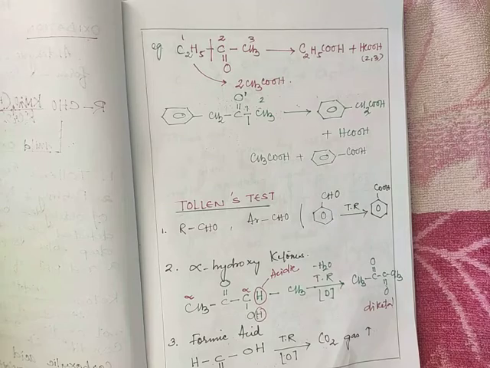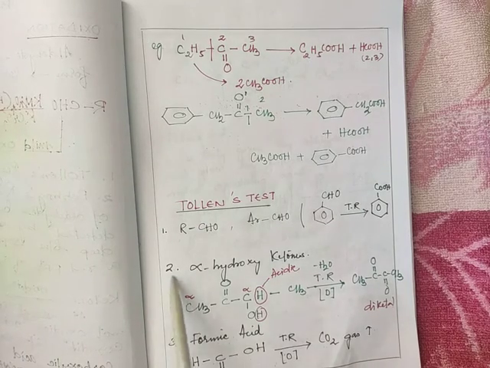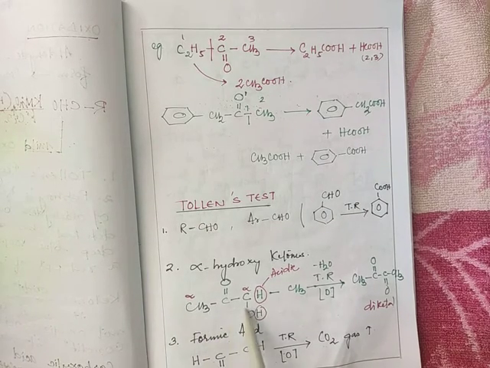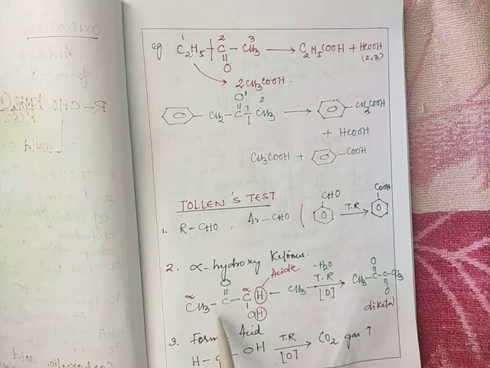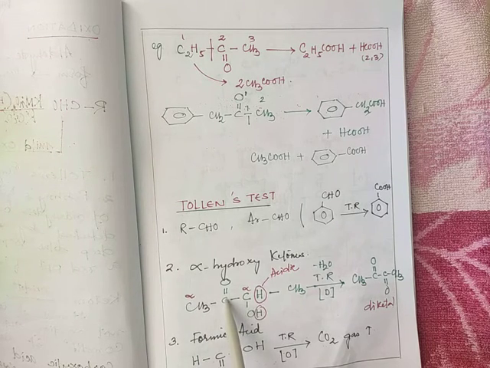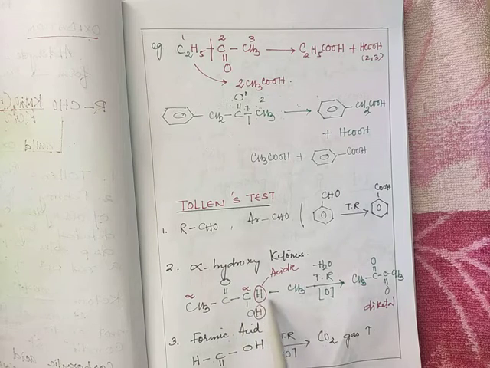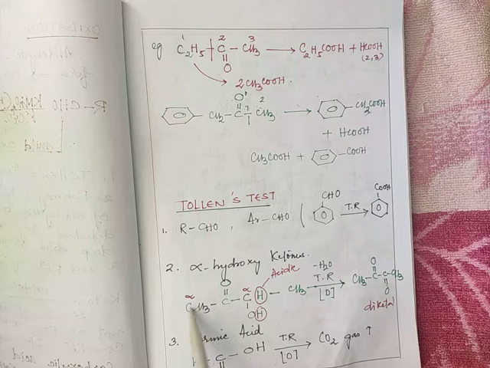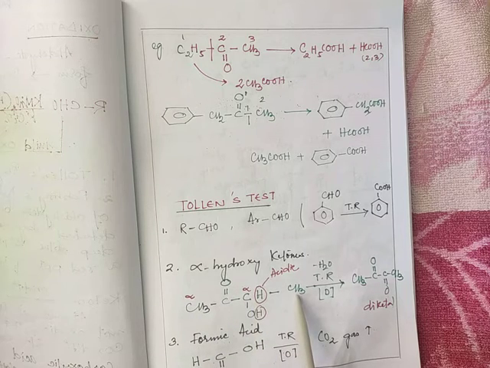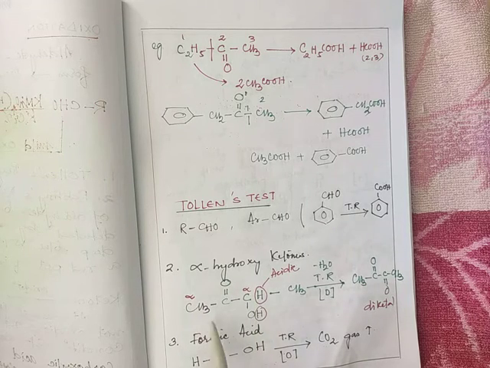Now alpha hydroxy ketone. This is a compound: CH3, then C double bond O, then CH, then CH3, then OH. So let's see now how many carbons are there: 1, 2, 3, 4, butanone.